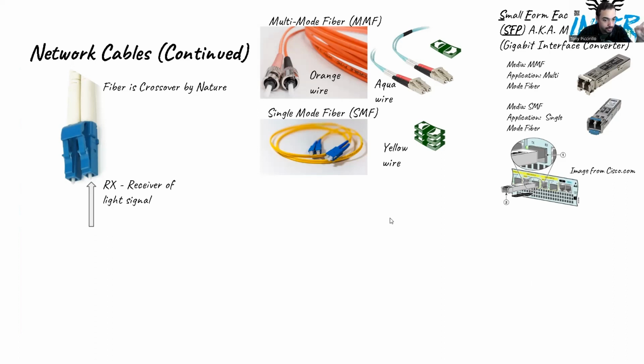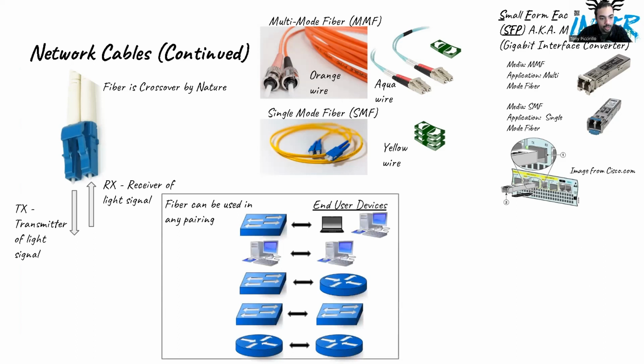And because fiber connections are already designed to be crossover cables, we see here that the other end is a TX, or transmit side, where it sends out laser signals to a device. So again, seeing as they're already basically crossover cables, fiber cables can be used in any pairing. They can pair any device pairings. That includes switches to end-user devices, switches to routers, switches to switches, and routers to routers.